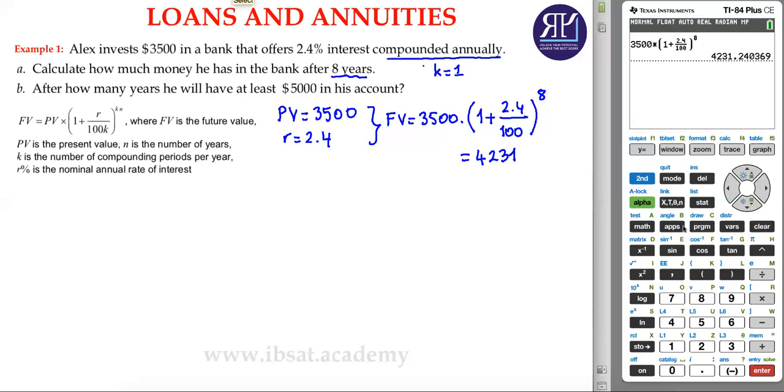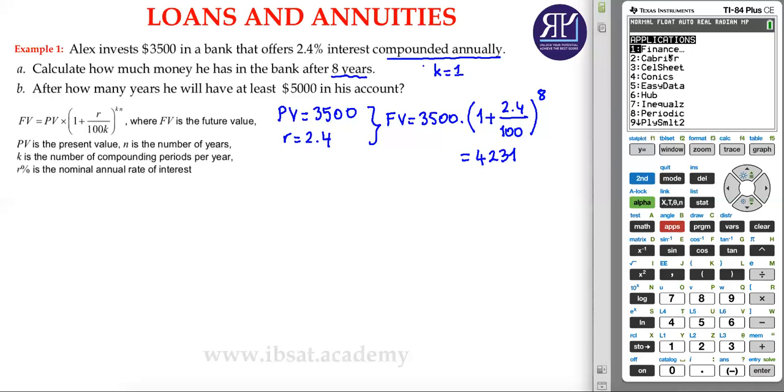Now on the TI-84 Plus C calculator, let's use the apps button. In the applications, the first option is Finance, enter. The first option again here, TVM Solver, it means time value of money solver, enter here. N means how many years, after how many years we will find the future value, 8 years, that's why we write 8 here. For the I part, we use the 2.4 given in the question. Present value is 3,500 here.